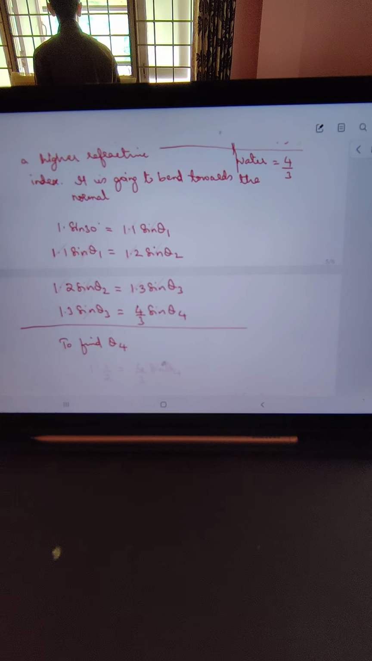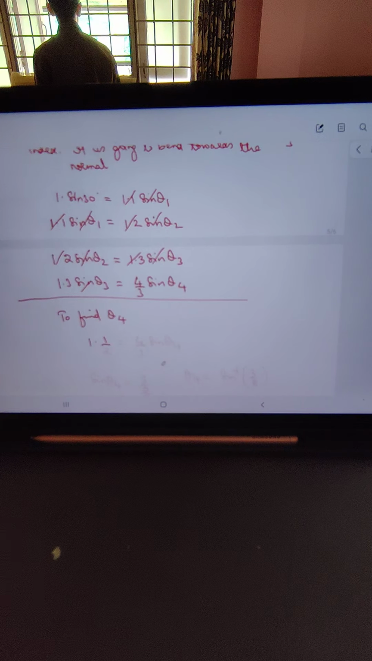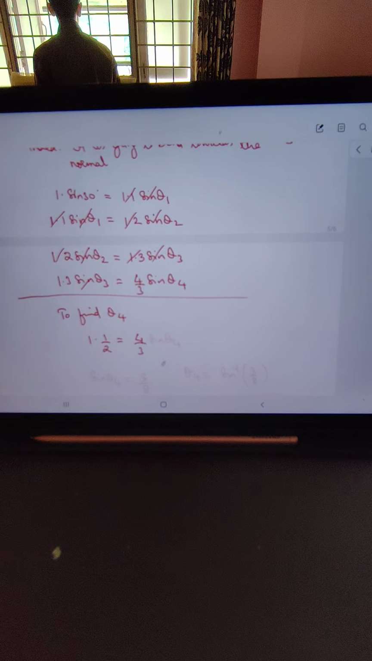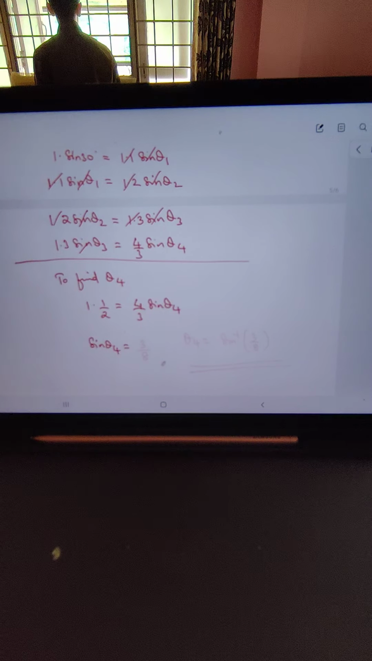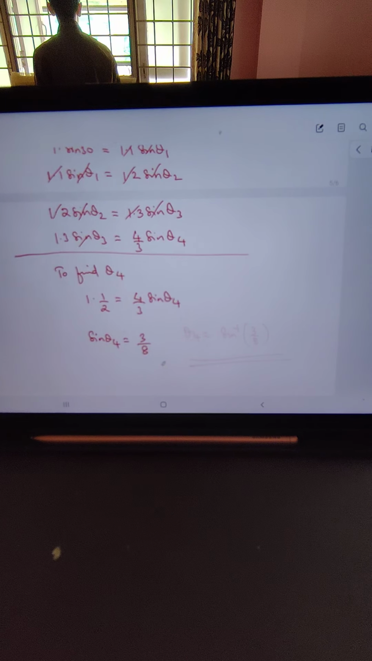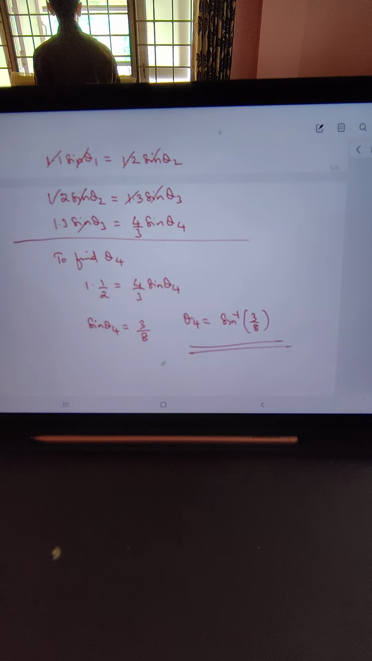So what do we get? When we multiply, we see this gets cancelled. Even this, everything is getting cancelled out. So finally what we are getting is 1 into half, that is sine 30, is 4/3 into sine theta 4. So sine theta 4 is equal to 3/8. So theta 4 is turning out to be sine inverse of 3 by 8.